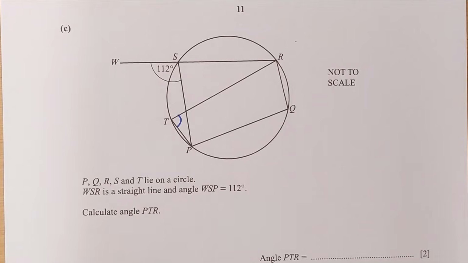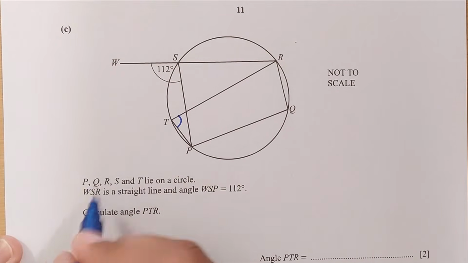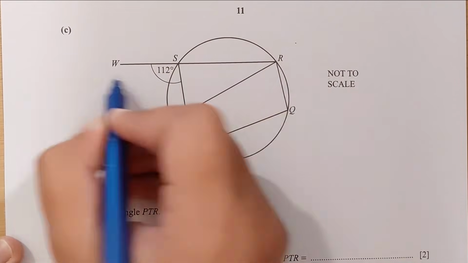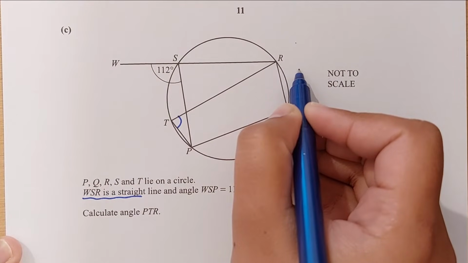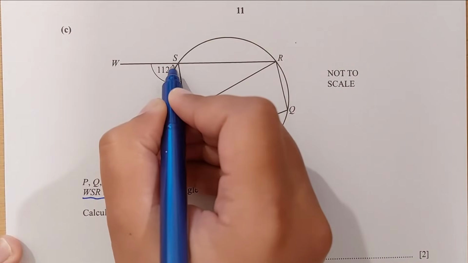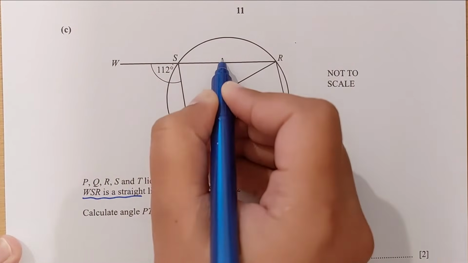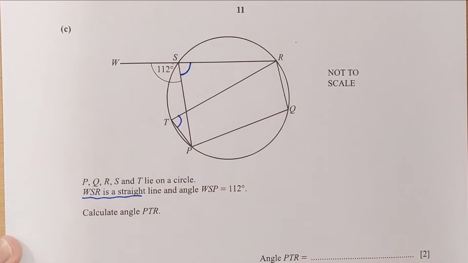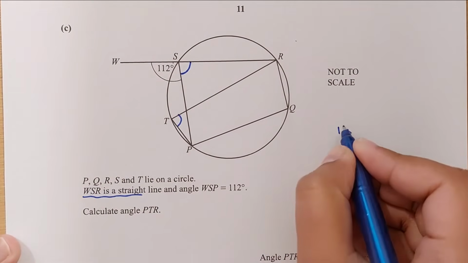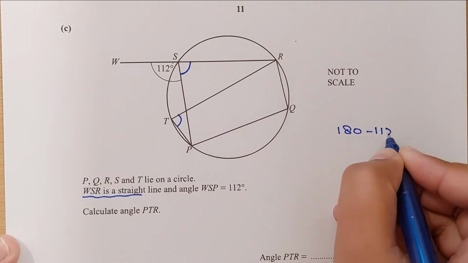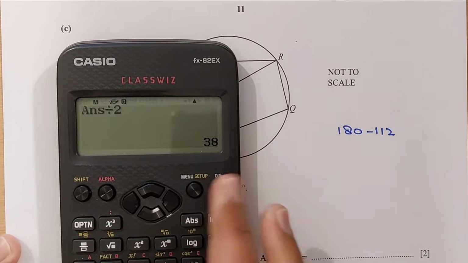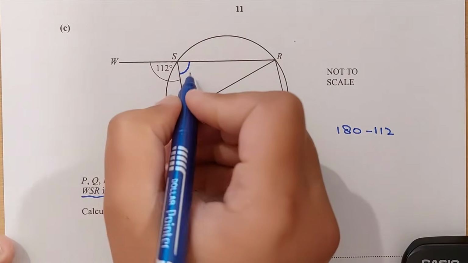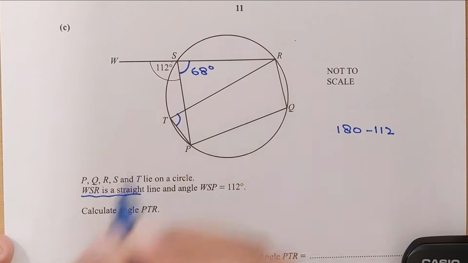So here we have to use the information that we have been given. WSR is a straight line. So if it is a straight line, the angle on a straight line is 180. So this whole angle sum is 180, right? We can find that angle by doing 180 subtract 112. So 180 minus 112 is 68. So this angle is 68, right?